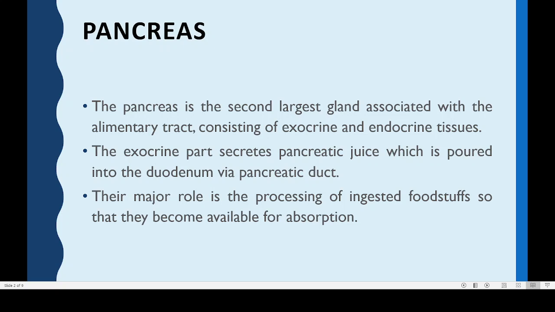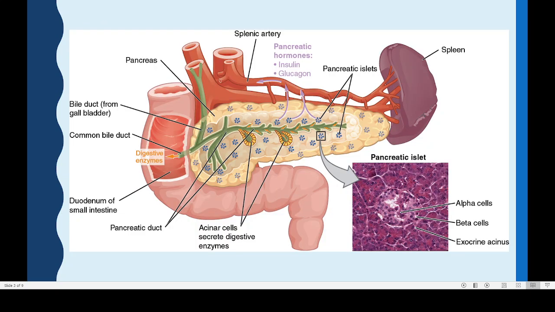The importance of the pancreas is that there are two types of tissues: one is an exocrine tissue, another is an endocrine tissue. Here you can see the pancreas. It has a central region which we normally call the endocrine region, and an outer region, which is normally called the exocrine region.